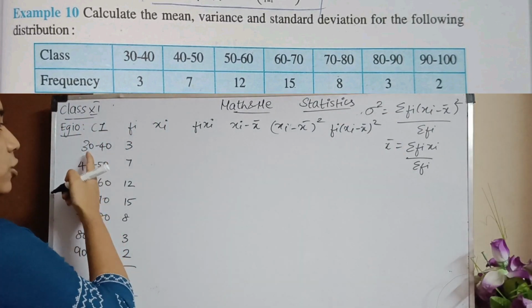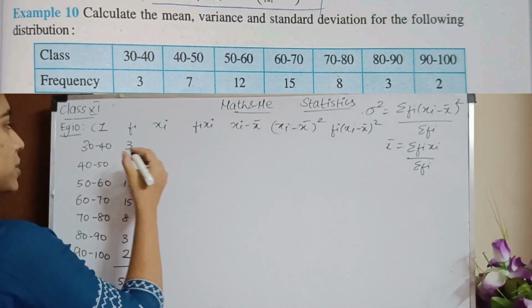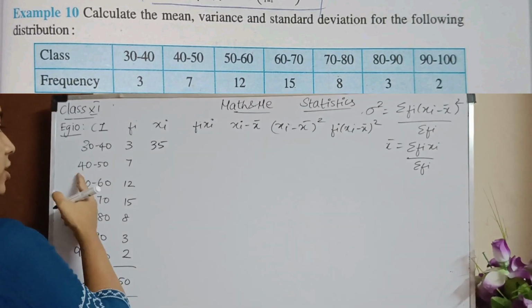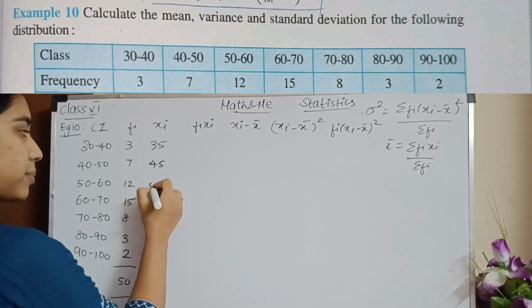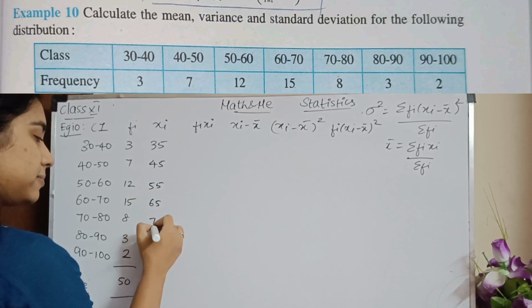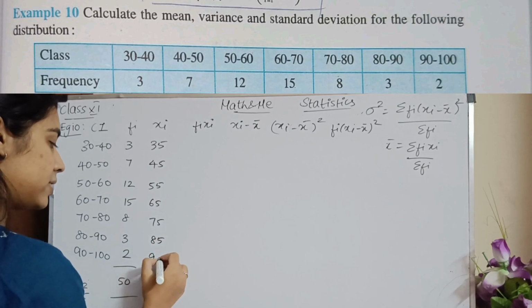Xi is the maximum value plus minimum value divided by 2. So 40 plus 30 divided by 2, 35. 50 plus 40 divided by 2 is 45. So you got the pattern: 55, 65, 75, 85 and 95.